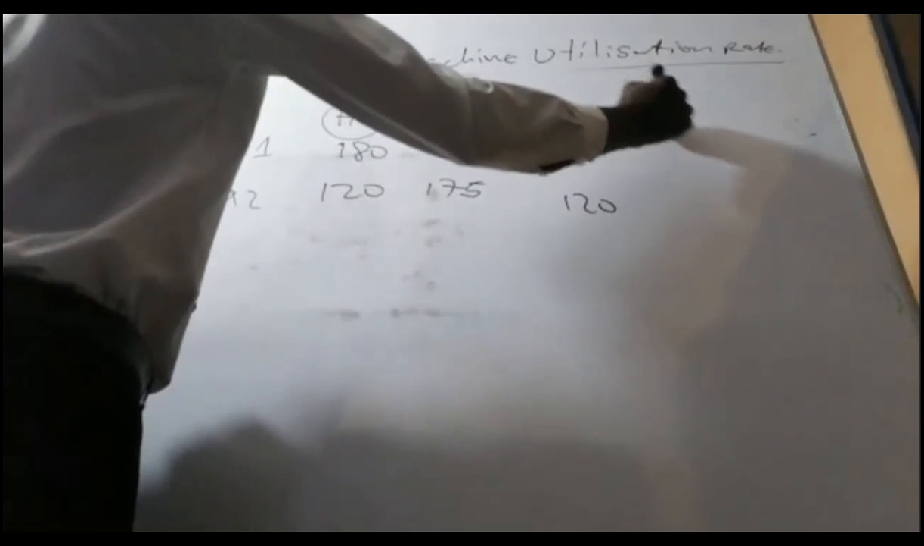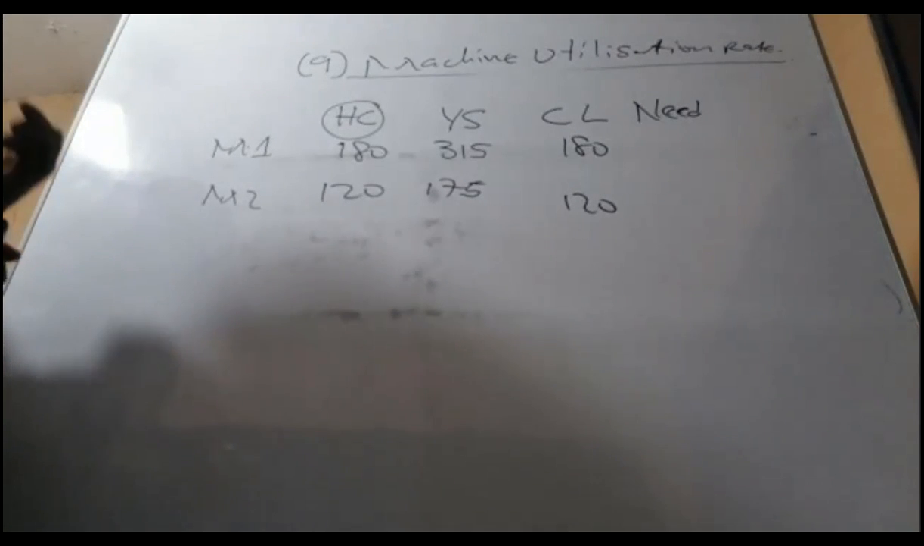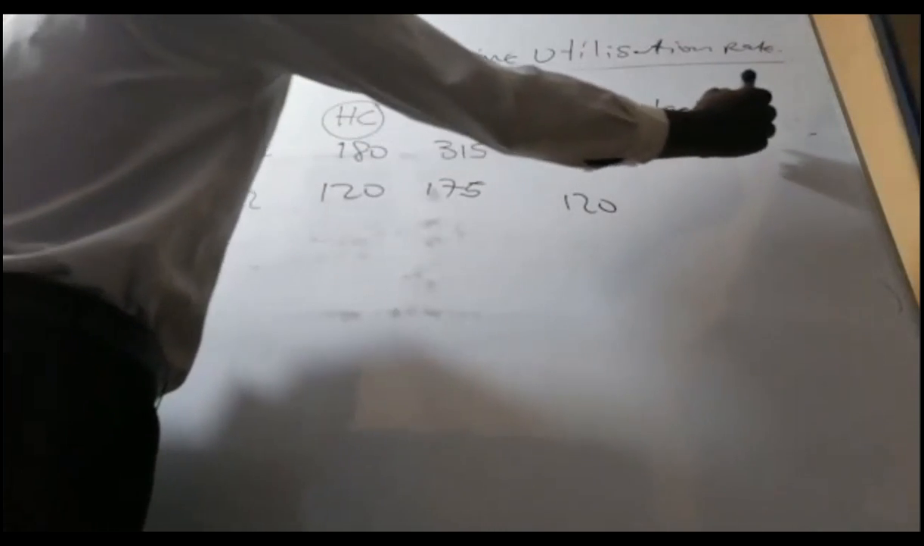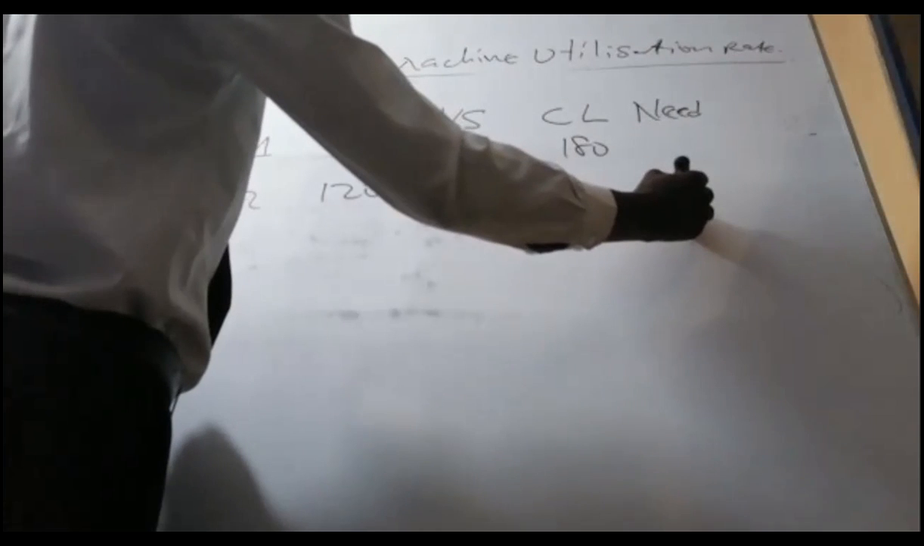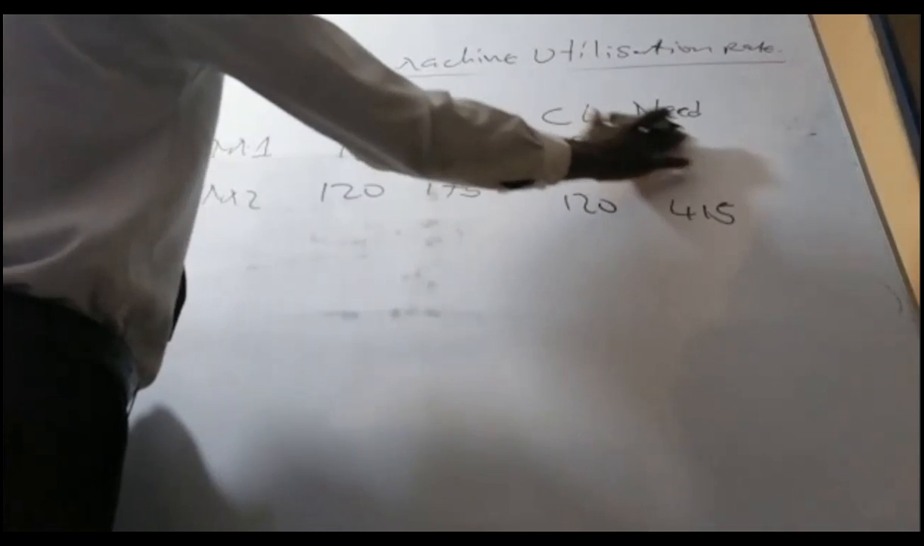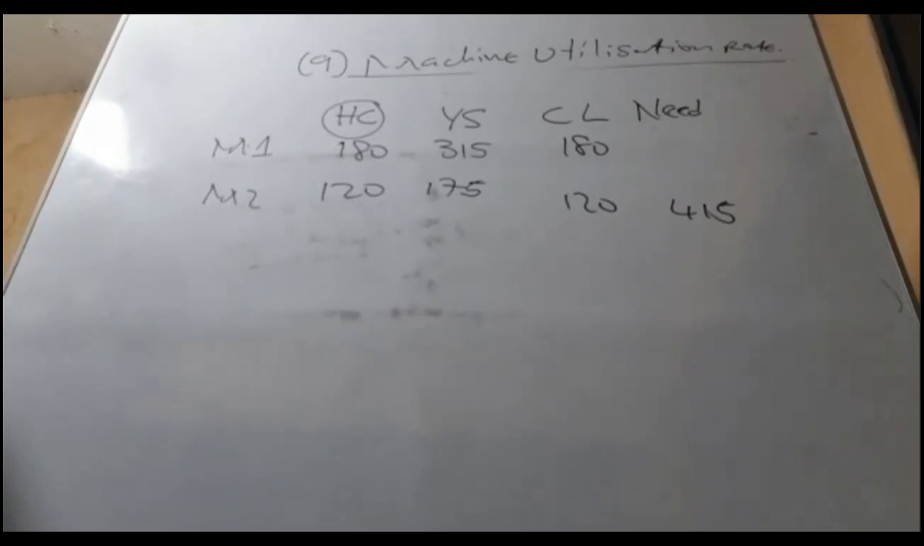So I normally write what we need, right? I normally write here what we need. 415. Okay, yes, 415. And here is 675.